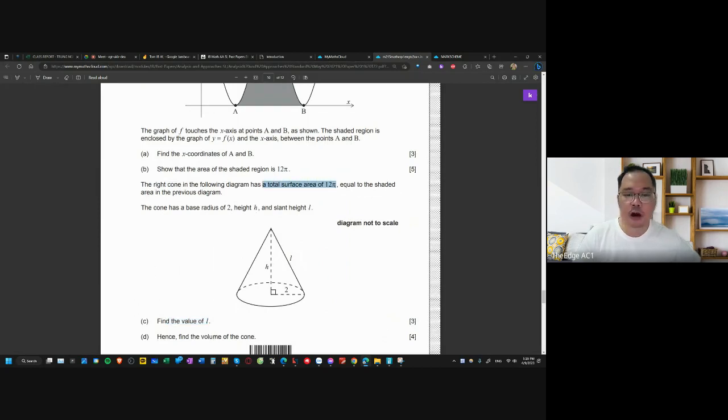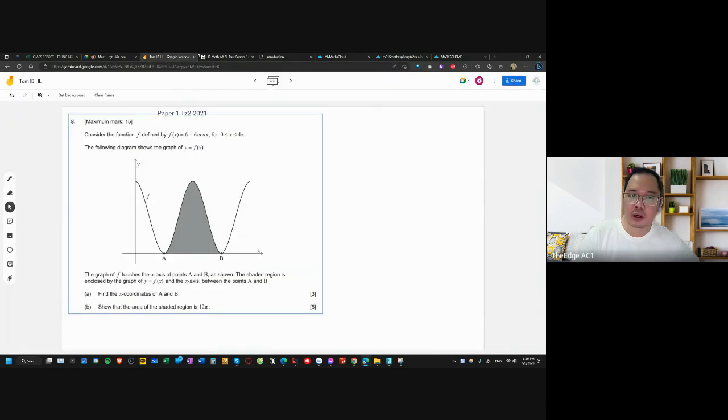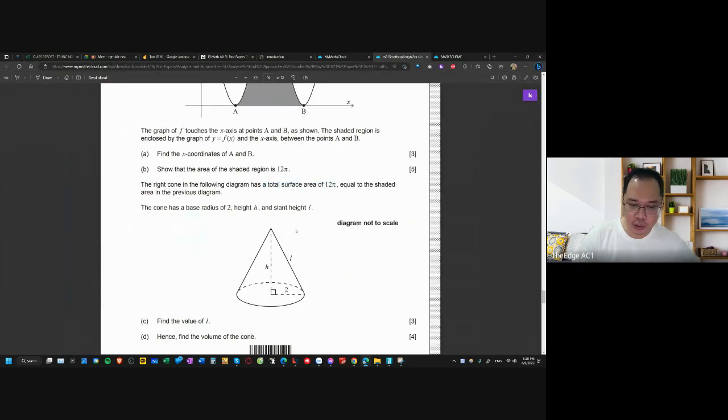Total surface area. The total surface area of this cone is the sum of the surrounding area and the bottom circle. The surrounding area, the curved surface of the cone, is given by the formula A equals pi r L. Add this curved surface area to the area of the bottom, and we have the total surface area, which is 12 pi.